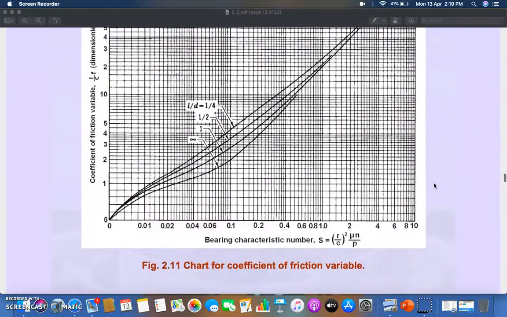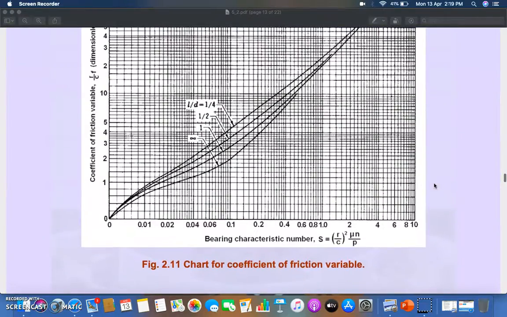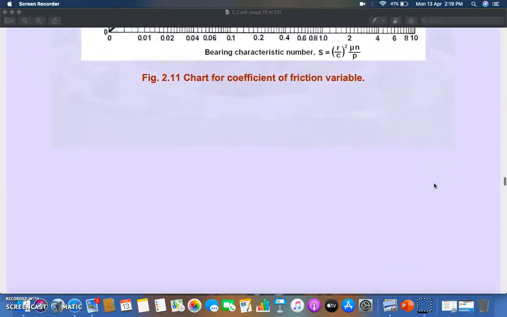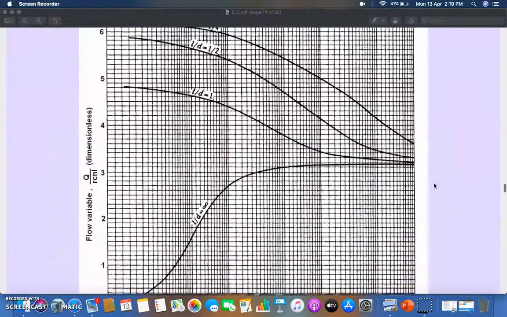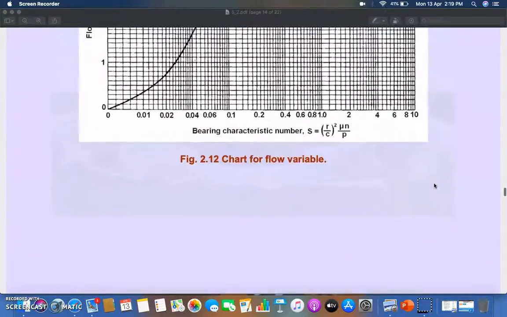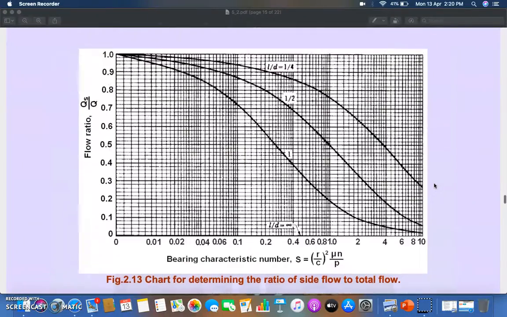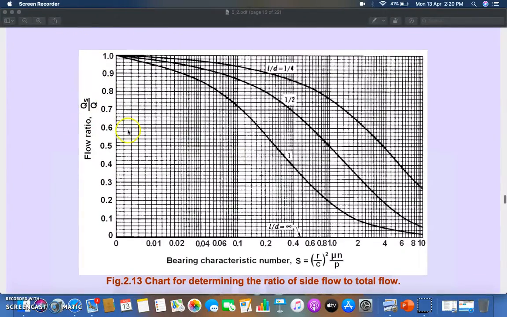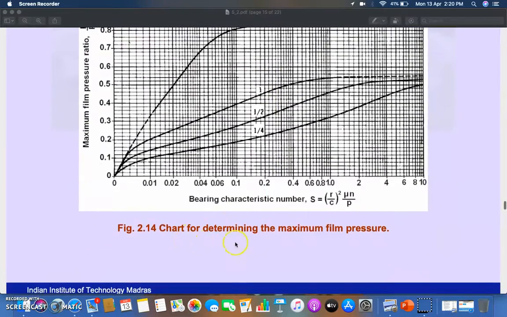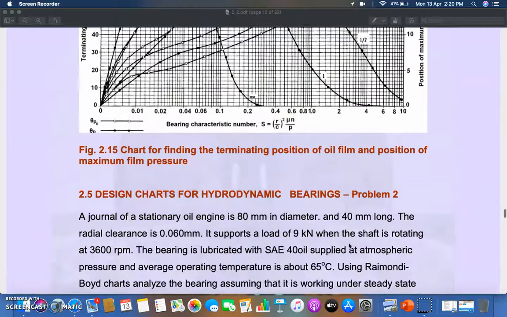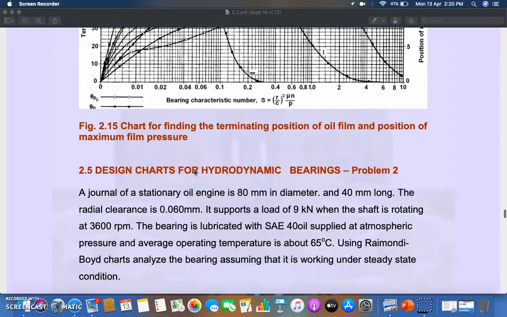And similarly there are various curves given by Raimondi and Boyd that you can see according to your need in numericals or according to your design of the bearing. Like if you want to calculate the flow ratio, and you know the value of the bearing characteristic number, then you can calculate it with the help of these curves. So there are charts for determining maximum film pressure, charts for determining position of oil film, and position of maximum film pressure.